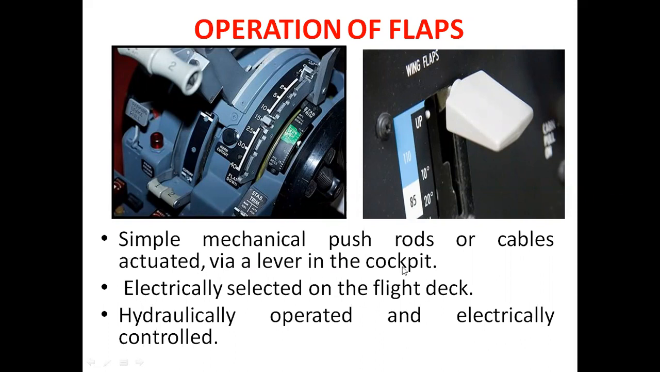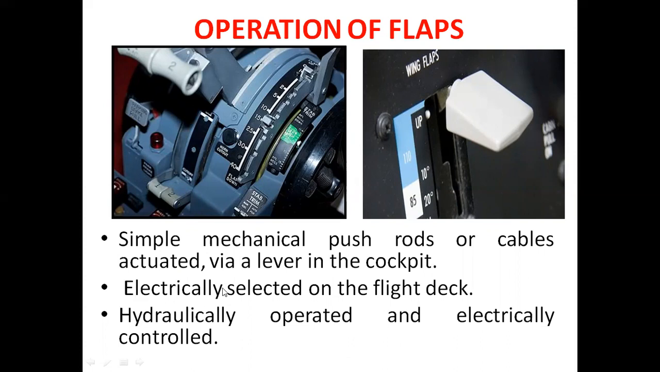So this is a very old mechanism. Nowadays, it is not used in any new aircraft. Some older aircraft have this mechanism. So number one, it's a simple mechanism: operation of the flap by push-pull rod or control cable. The flap will be actuated with the control cable via a lever available in the cockpit.